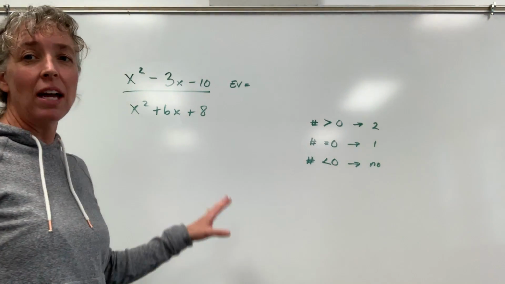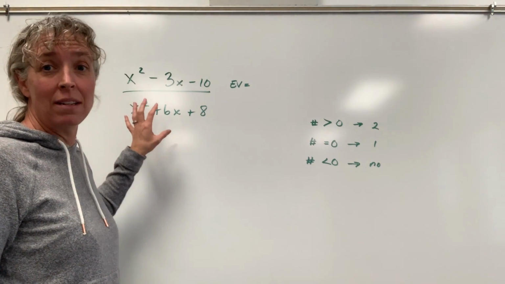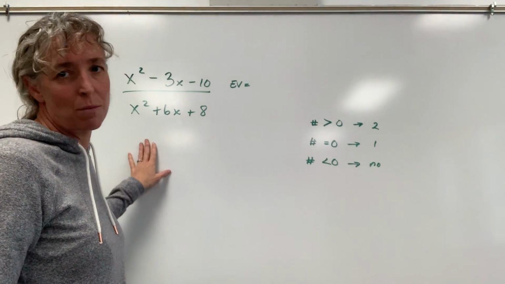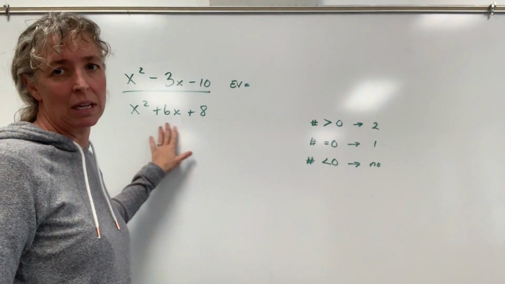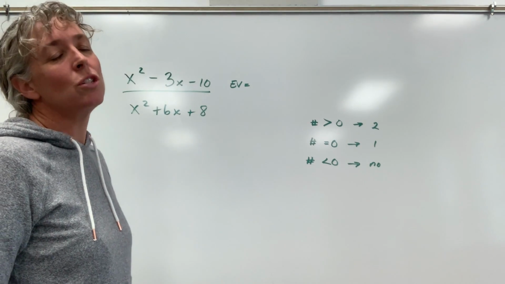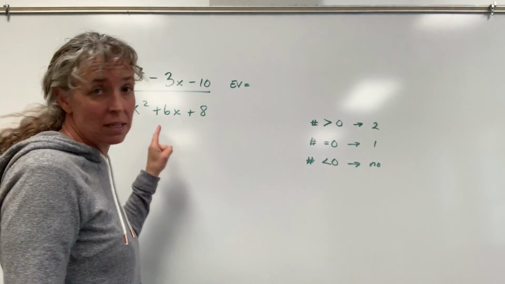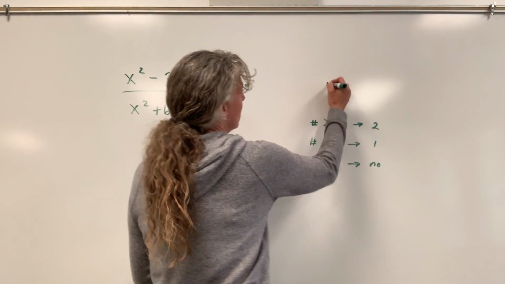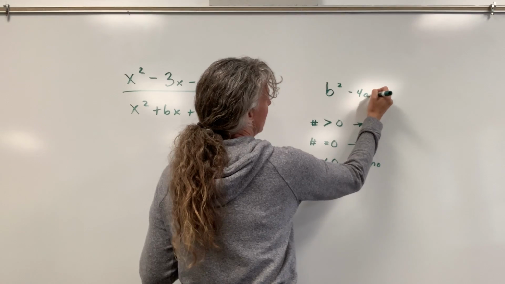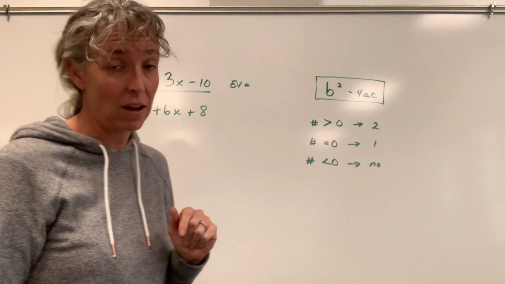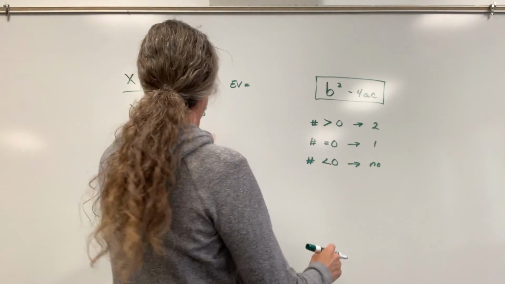I cannot give the excluded value until I factor this, because I don't know off the top of my head what numbers to plug in here to make this equal to 0. So I need to factor it first. You can do the discriminant test if you want to. Remember, b squared minus 4ac is our discriminant test to see if it even has an excluded value. So we could go ahead and do that.